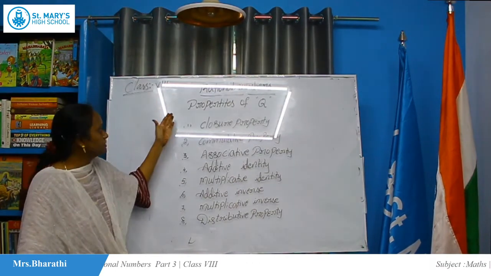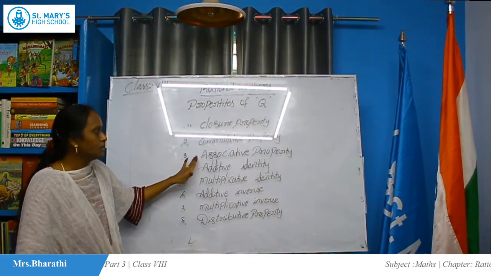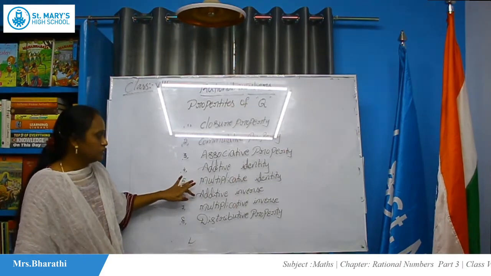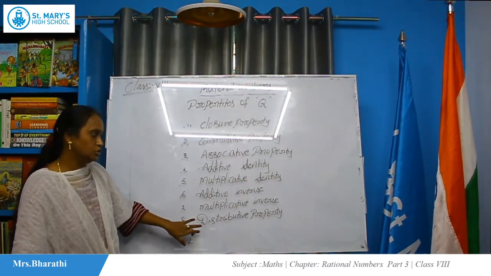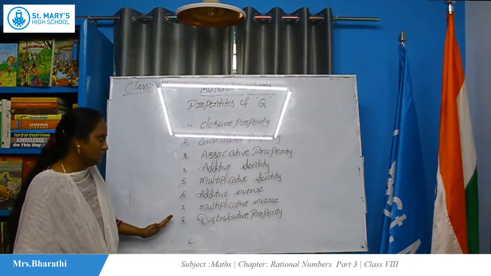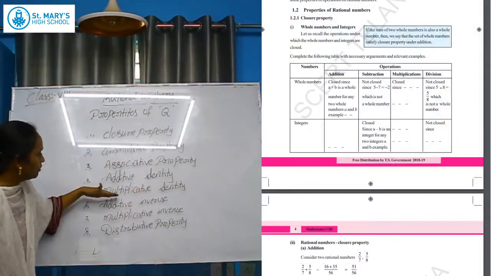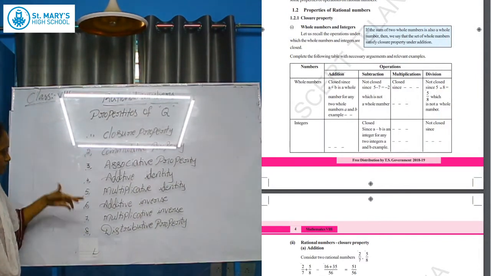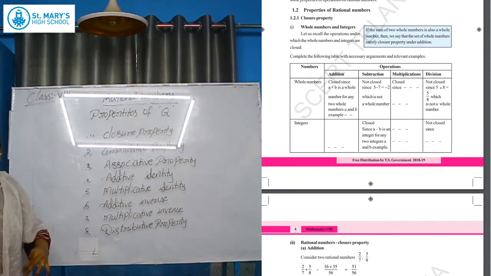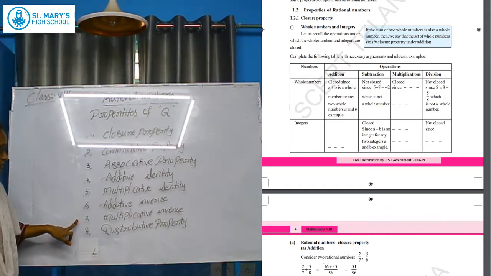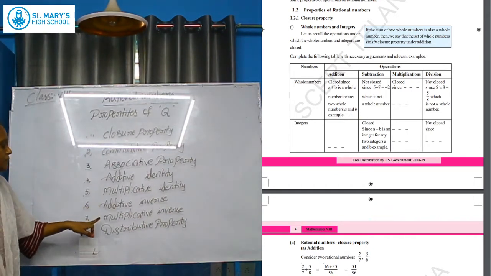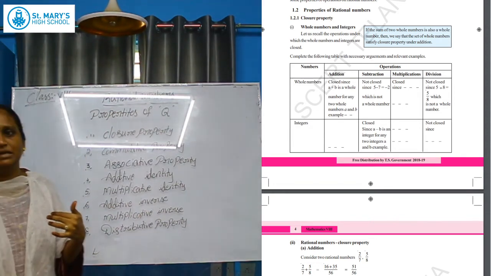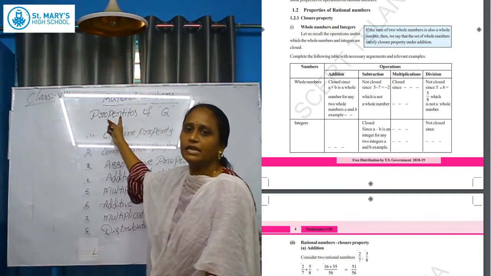The properties are closure property, commutative property, associative property, additive identity, multiplicative identity, additive inverse, multiplicative inverse and distributive property. Among these, we know up to 5 and the distributive property. So, 1, 2, 3, 4, 5 and one more, the distributive property, we know. In this year, we have the new topics, that is the additive inverse and multiplicative inverse. These two are new properties for our rational numbers.